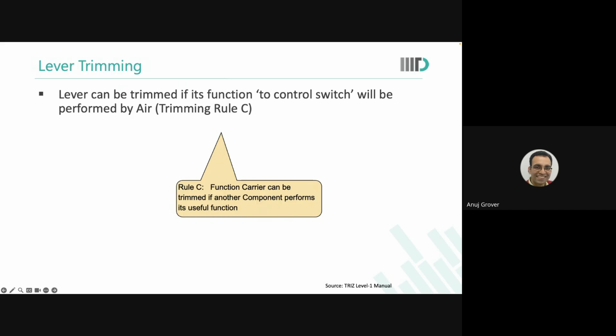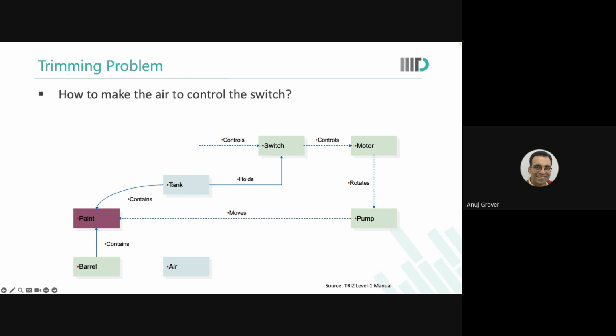Because now you can go to all the components that are touching your system, touching your object, and see what component can be given the job. Are you able to see this? Now, if you were to use air to control the switch, what would you do?